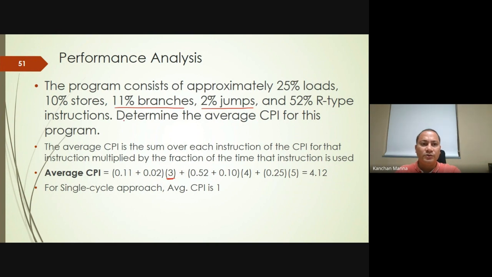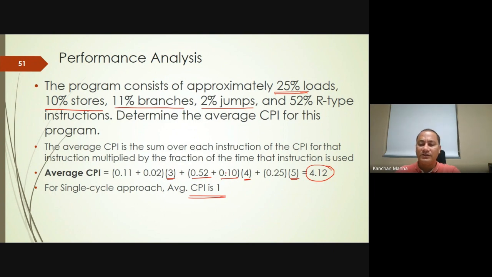Similarly, for store, it takes 4 clock cycles, 10%. And for ALU also it takes 4 clock cycles. So you see this 4 is for 4 clock cycles. Similarly for load instruction, we have 25% and that takes 5 cycles. In that way, if we add this quantity, 4.122 would be the average CPI. This is the multi-cycle processor CPI for this program. However, for single cycle, the CPI would be 1.